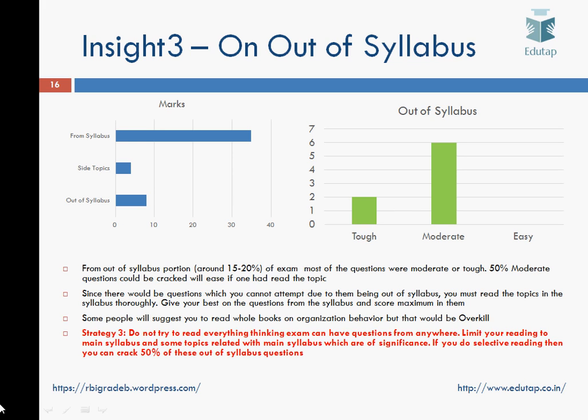Well, some people will suggest you read whole books on organization behavior to prepare for the management section, but that would just be an overkill. The candidates who fix their attention on these out of syllabus questions and try to read everything will make the preparation difficult for themselves, as it would be rather impossible to absorb so much while preparing for the exam. So strategy 3 which we would like to suggest is, do not try to read everything thinking RBI can put questions from anywhere.